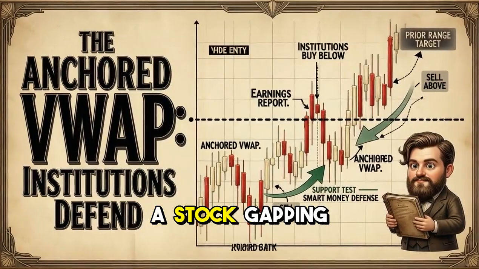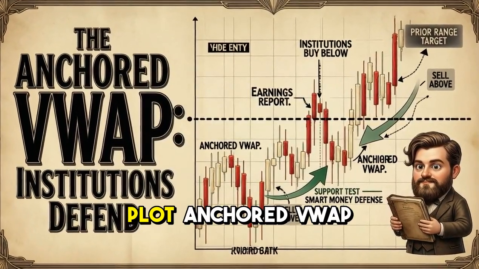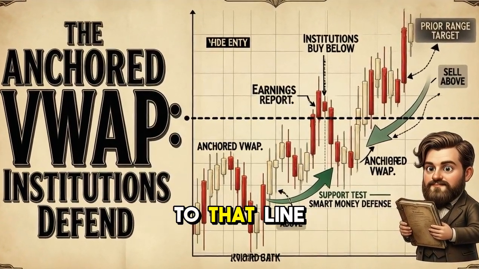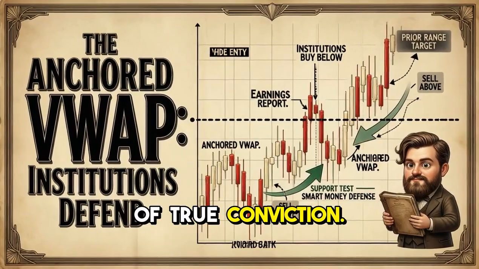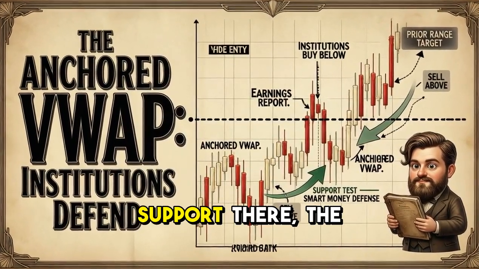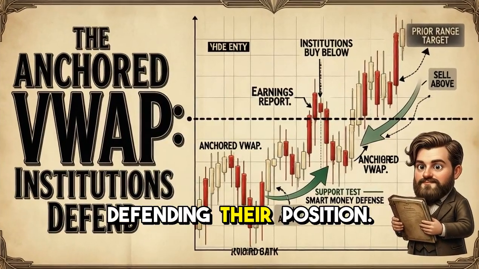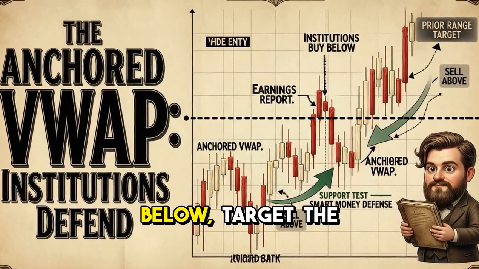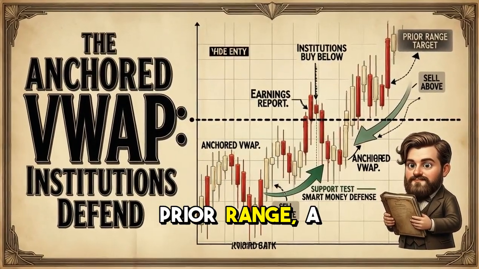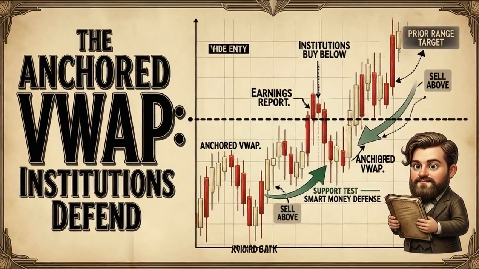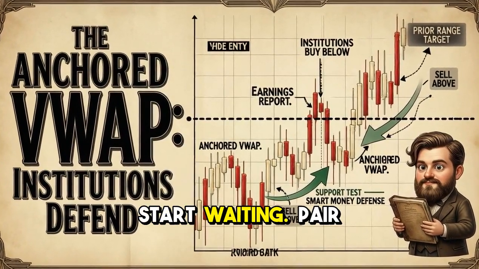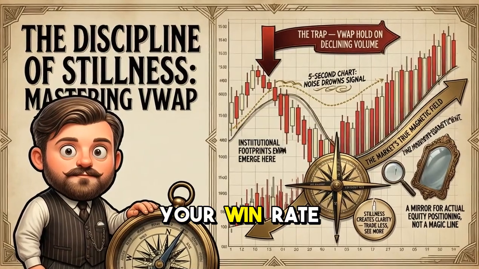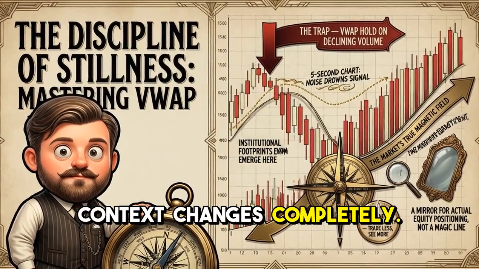Simple. Picture a stock gapping up on earnings. Plot anchored VWAP from that close. Every retest back to that line becomes a test of true conviction. If price finds support there, the smart money is defending their position. Your entry is at the retest. Stop just below, target the prior range, a clean, repeatable setup. You stop chasing and start waiting. Pair this with the next indicator and your win rate context changes completely.